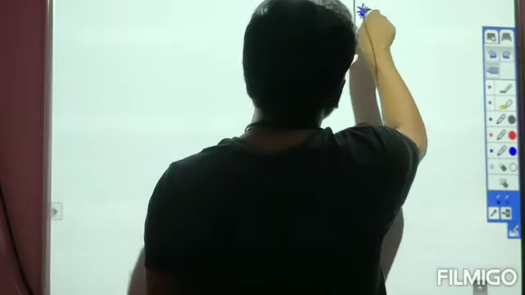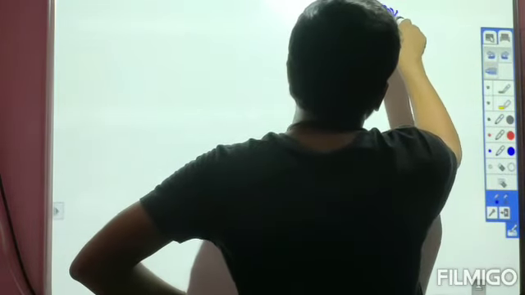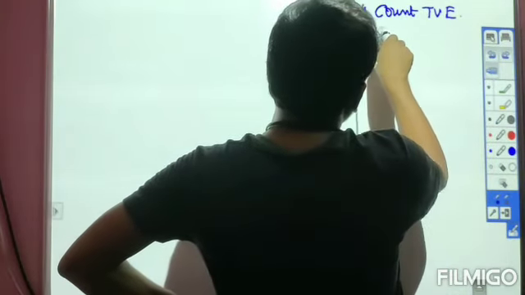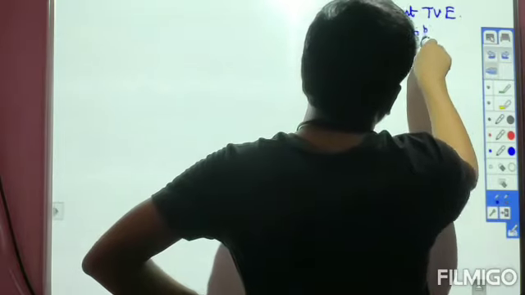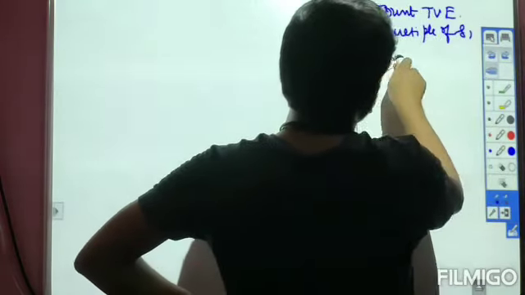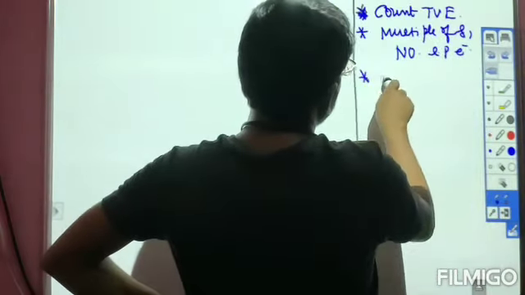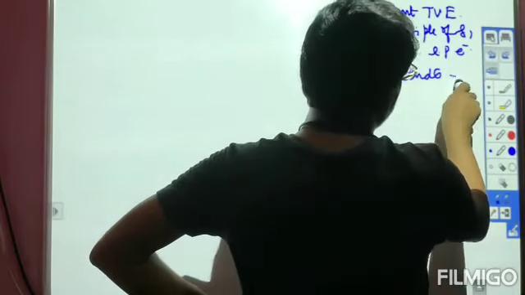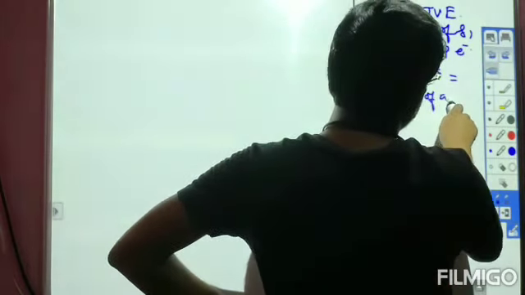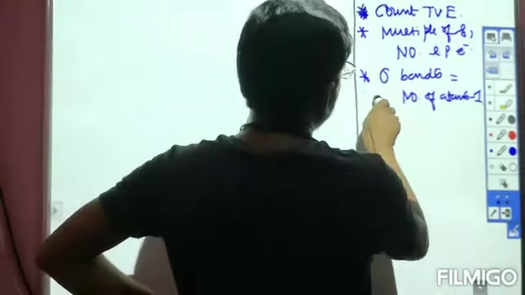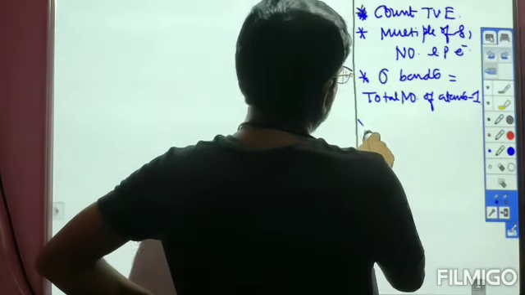Let me write here. So count PVE. If multiple of 8, no lone pair of electron, sigma bonds equal to number of atoms minus 1, total number of atoms minus 1.